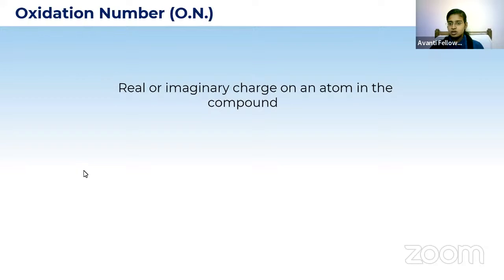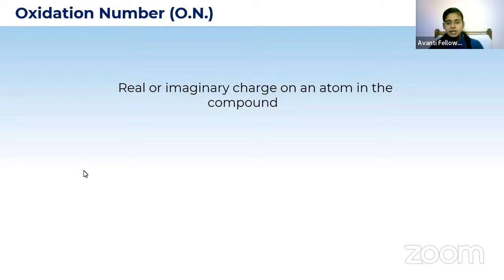Okay. So what is an oxidation number? It is the real charge or imaginary charge present on an atom in the compound. So I have a compound and a compound can have two atoms or more than two atoms, right? So each atom which is present inside the compound carries some charge. That can be real or that charge can be imaginary. So that charge is called as the oxidation number of that particular atom in the compound.